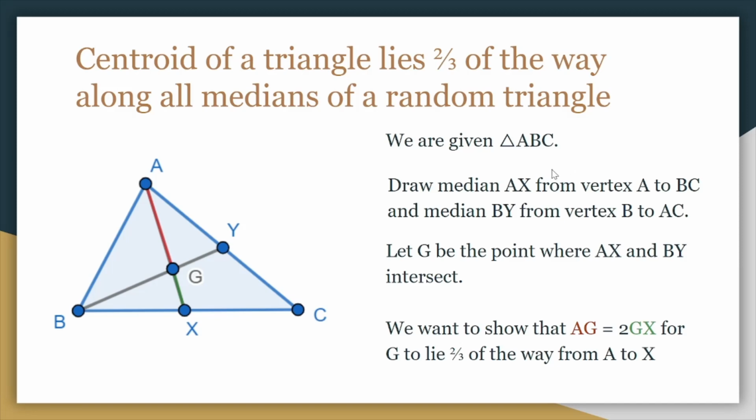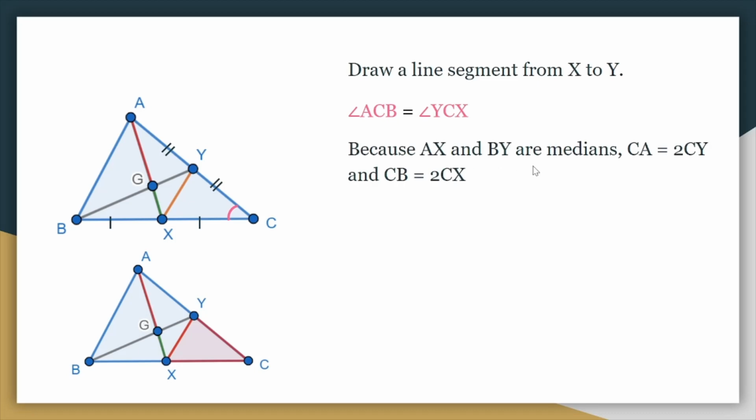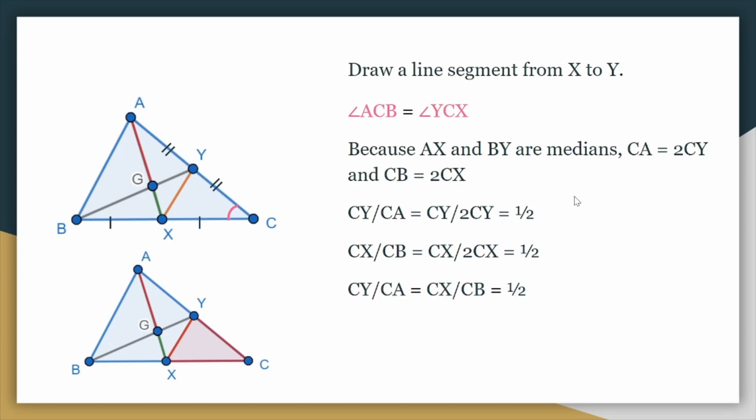We'll first prove that AG equals 2 times GX. Now, we'll draw a line segment from X to Y. So we have that angle ACB equals angle YCX. Now, because AX and BY are medians, CA is twice the length of CY, and CB is twice the length of CX. And so we have that CY divided by CA equals 1/2, and CX divided by CB also equals 1/2. And so we get that CY divided by CA equals CX divided by CB, which equals 1/2.